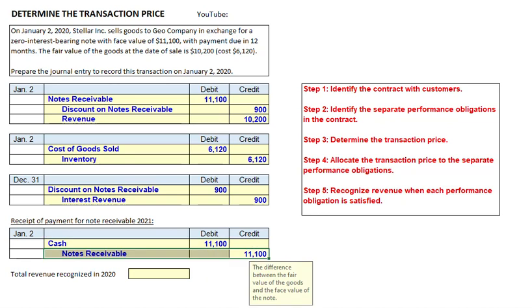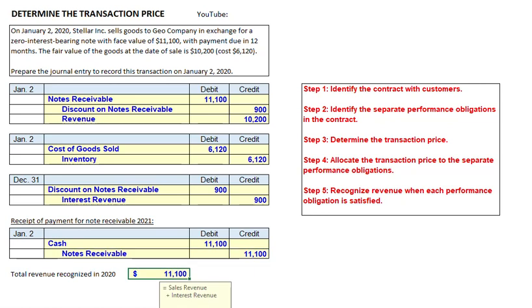The total revenue that we recognize in 2020 will be $11,100. That's the $10,200 in sales revenue and the $900 in interest revenue. So once again, we had two separate performance obligations. One, the delivery of goods, and two, the extension of credit. Let's take a look at another example.